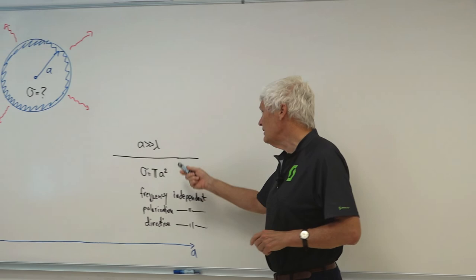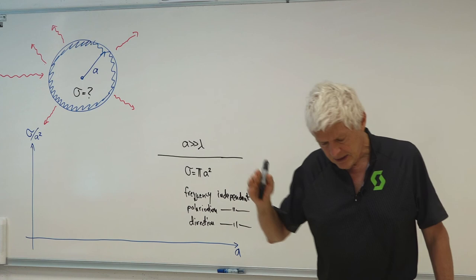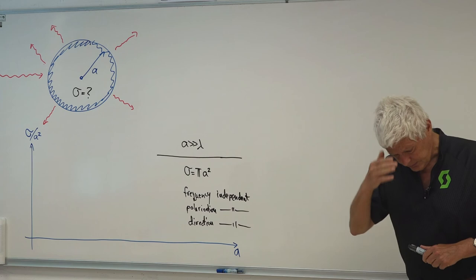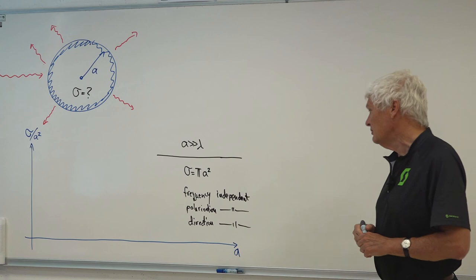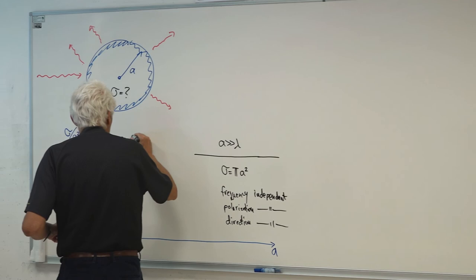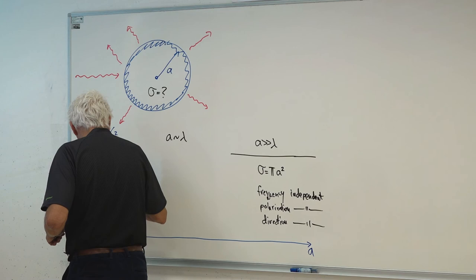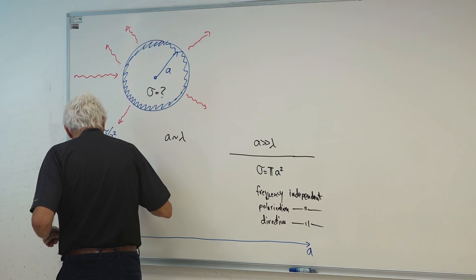Then we solve the problem using Fresnel zones, because we know that the derivations using Fresnel zones are polarization independent. Now, what is the missing part on this plot here? The missing part is here: what happens when the radius of the sphere is approximately lambda, and when the radius of the sphere is much smaller than lambda.